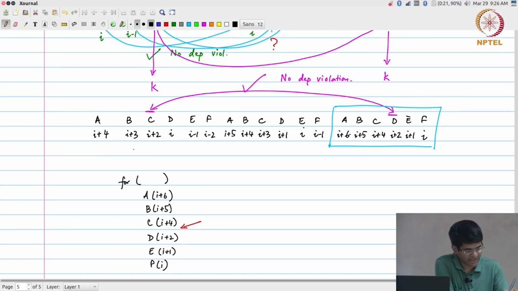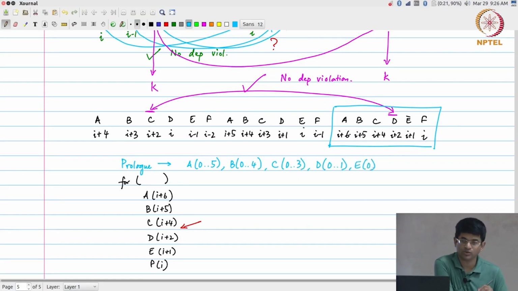Okay. And what I will have of course over here is there will be a prologue. What will the prologue consist of? I will have to do everything up to A of I plus 5, and after all I is starting from 0, which means that A of 0, A of 1, A of 2, A of 3, A of 4, A of 5 need to be completed outside the loop. A of 0 to 5, B of 0 to 4, C of 0 to 3, D of 0 to 1 and E of 0. All of these will need to get done in the prologue.